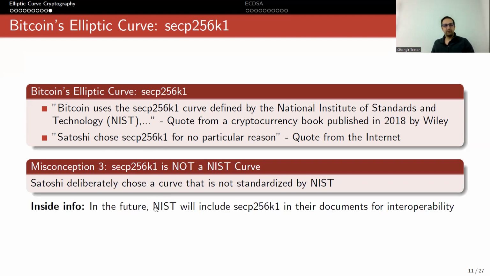As I mentioned before, current NIST drafts and current published versions of digital signature algorithm documents actually put this curve in the appendix to provide interoperability.